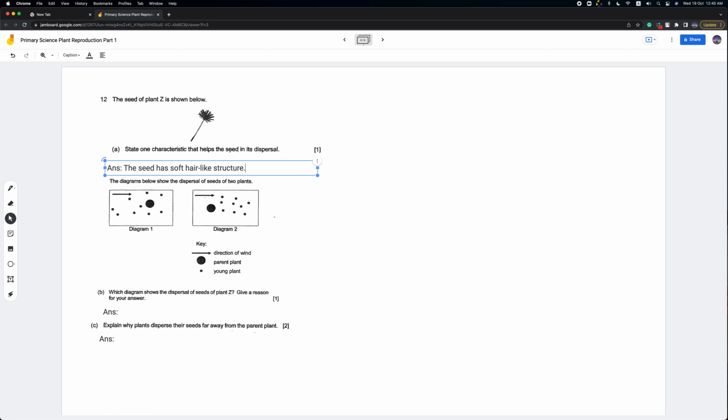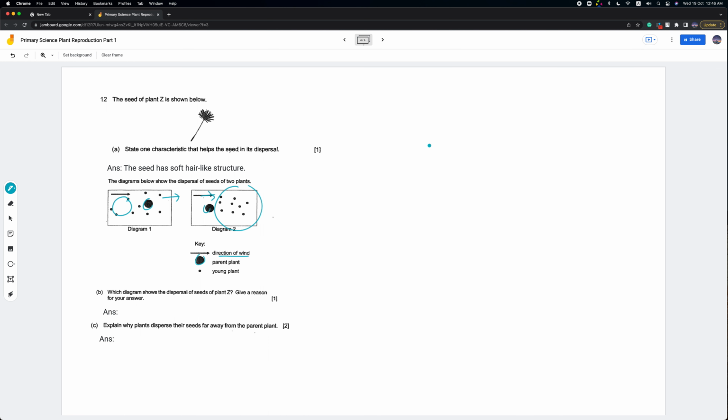Now, the next part. The diagram below shows the dispersal of seeds of two plants. One doesn't follow the wind direction. Here is the wind direction. They mentioned there, wind direction. And this is the parent plant, the bigger one. So you can see the young plant is not on the right side only. It's on the left side also. But for this case, it's only on the right side because of the wind direction.